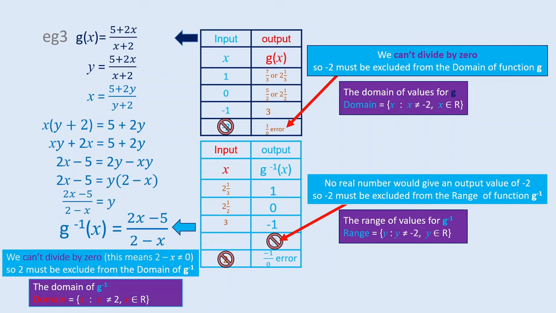And whatever we exclude from the domain of the inverse function, we need to exclude from the range of the original function. So the range of values for g could include any y value where y is not 2 and y is a real number.